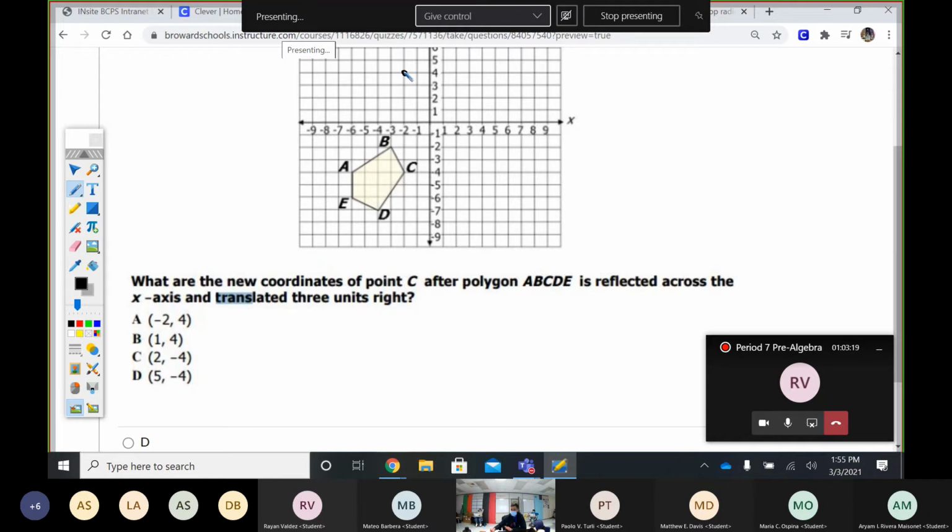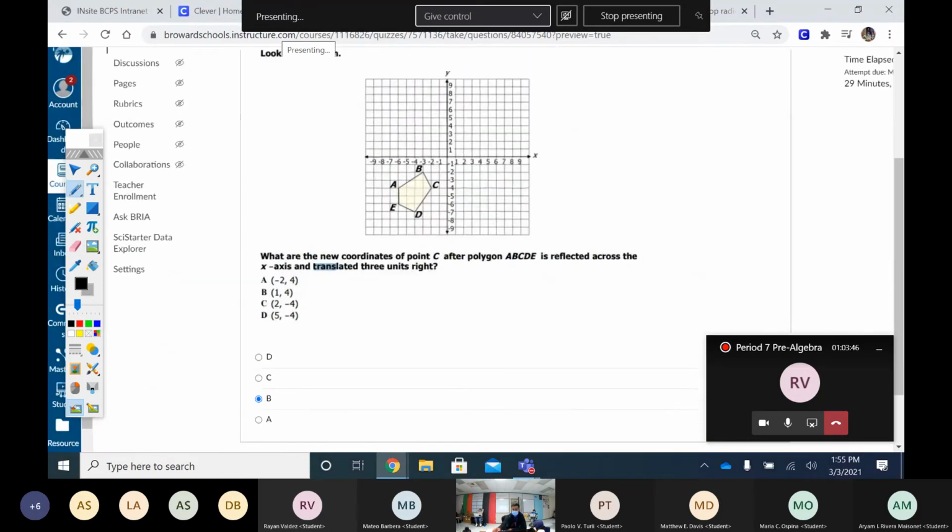Hang on. I just did what? Reflect, translate, or rotate? You reflected. Okay, I reflected across the X. Amy, this part is done. Now I need to do what? Move 3 units. 1, 2, 3. That is where the new dot is going. Okay, because that's the whole transformation. Better? Yes. Okay.